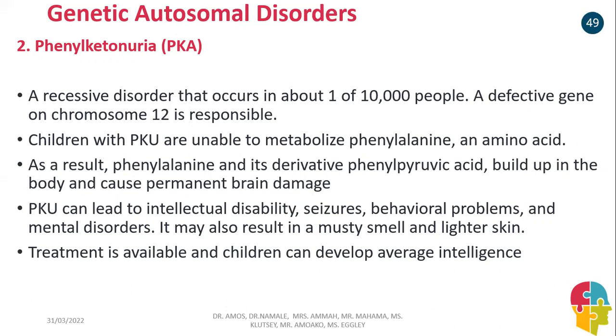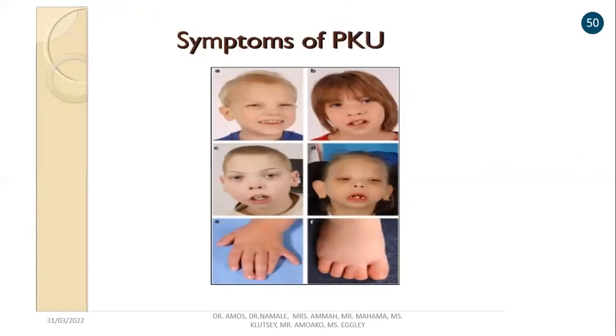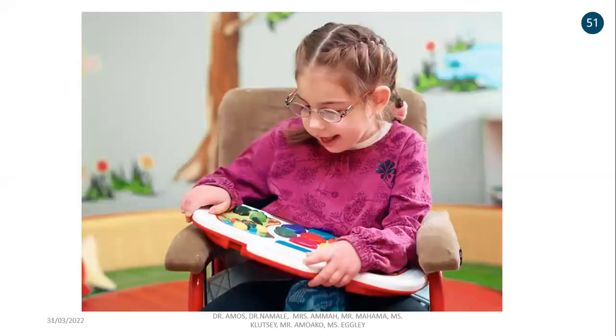There is treatment available for children so that at least they can have average intelligence. So these are children with phenylketonuria.